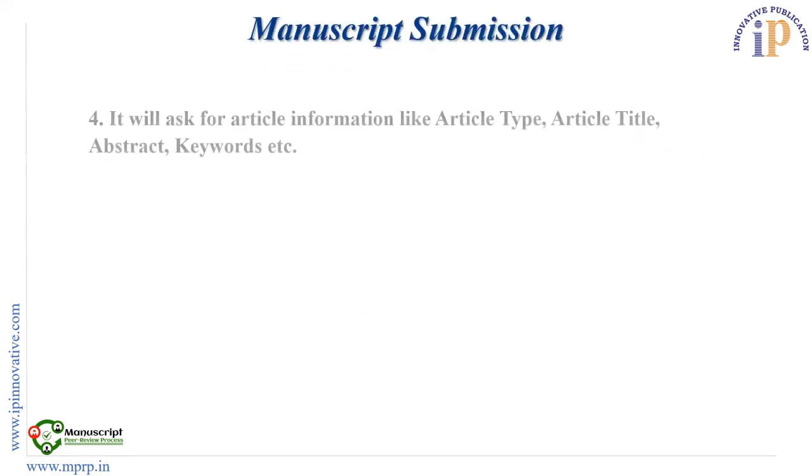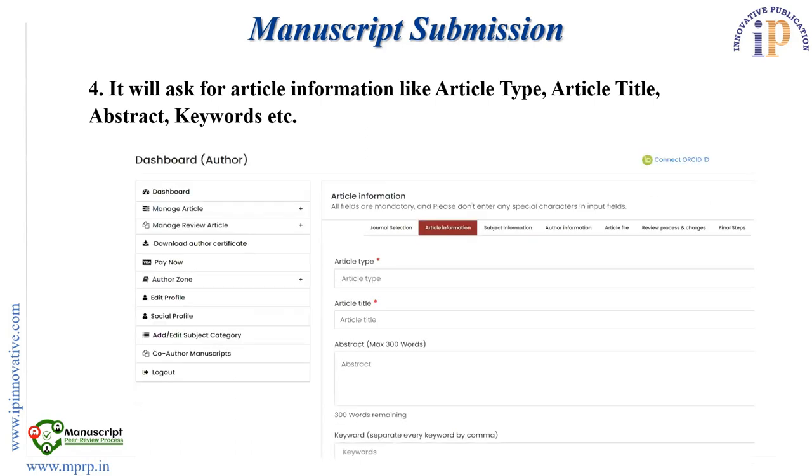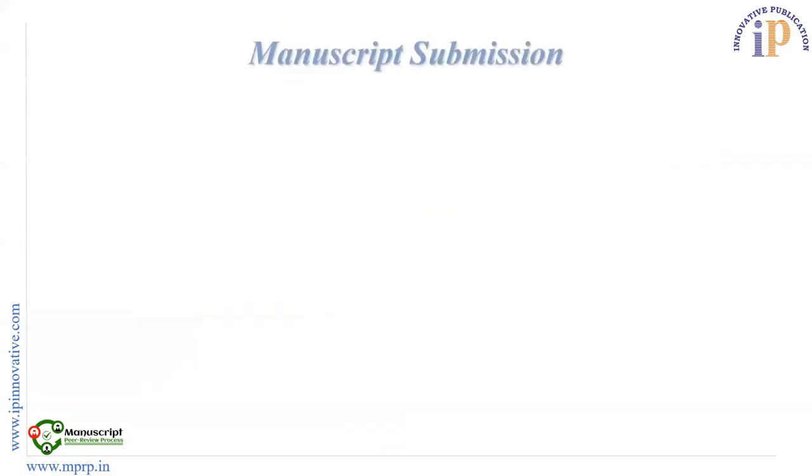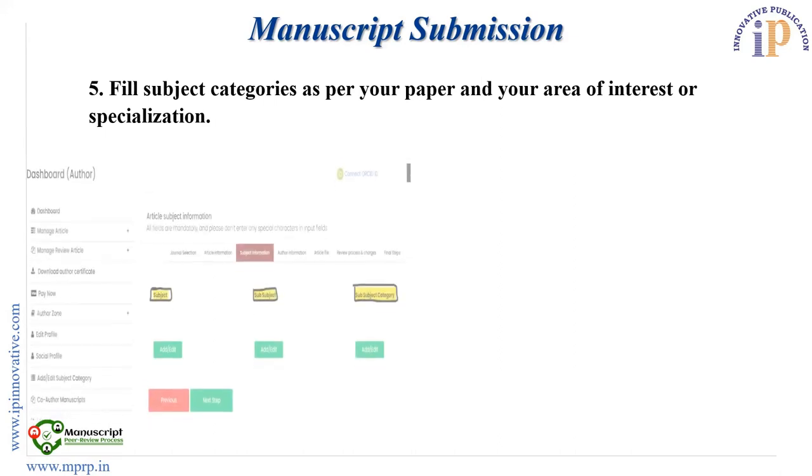After that, step four is article information. It will ask for article type, article title, abstract, and keywords. Again, as you can see in the picture, it is asking for the article type, the article title, the abstract, keywords, and all other required details.